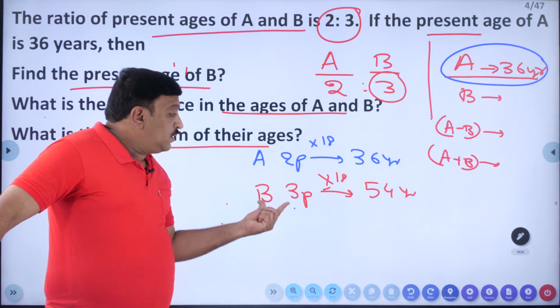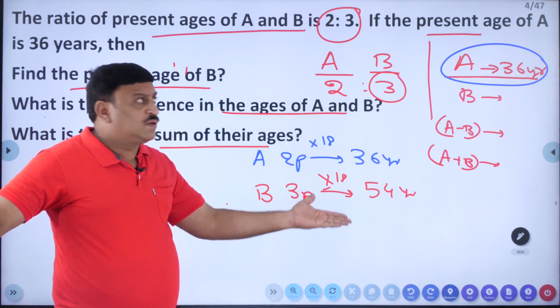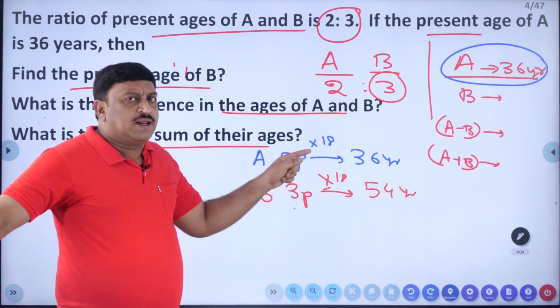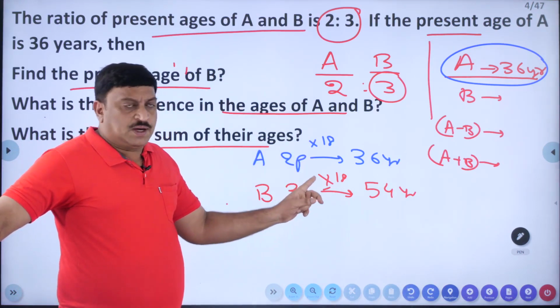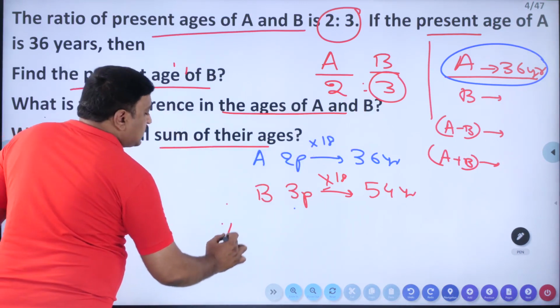Right? And this is over. Directly, see, we are not using the X method. Previously we had done so much, but here directly it is 2 into 18, 3 into 18. Coming to the next one, you have to find the difference of A and B.